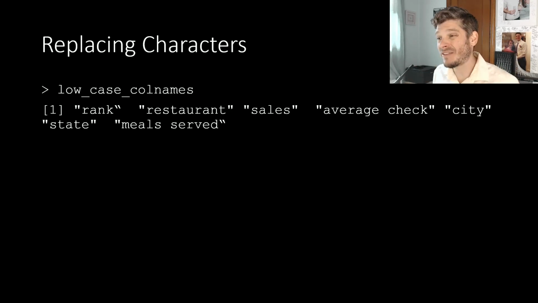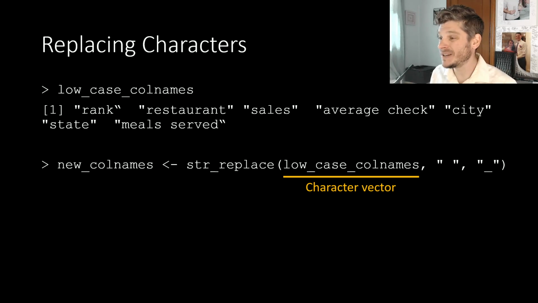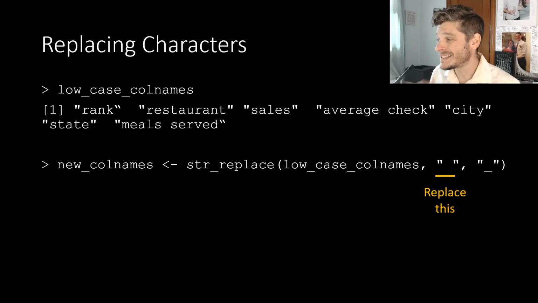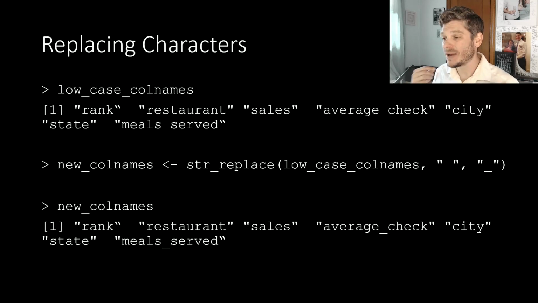So again, to review, we have our lowercase column names, which again, we have rank, restaurant, sales, average check, city, state, meal served. Everything is in lowercase, which is the first step to snake case. And now I want to replace each one of those spaces with an underscore. So the way I'm going to do this, again, I'm going to use my string replace function. I'm storing this in my new column names vector, because again, I want to store my results. And then my first argument in the string replace function is my character vector, which is my lowercase column names. Then my second argument is what I want to replace. And in this case, I want to replace every blank white space with an underscore. And that's my third argument here. All right, so it's my string, what I want to get rid of, and what I want to replace that with.